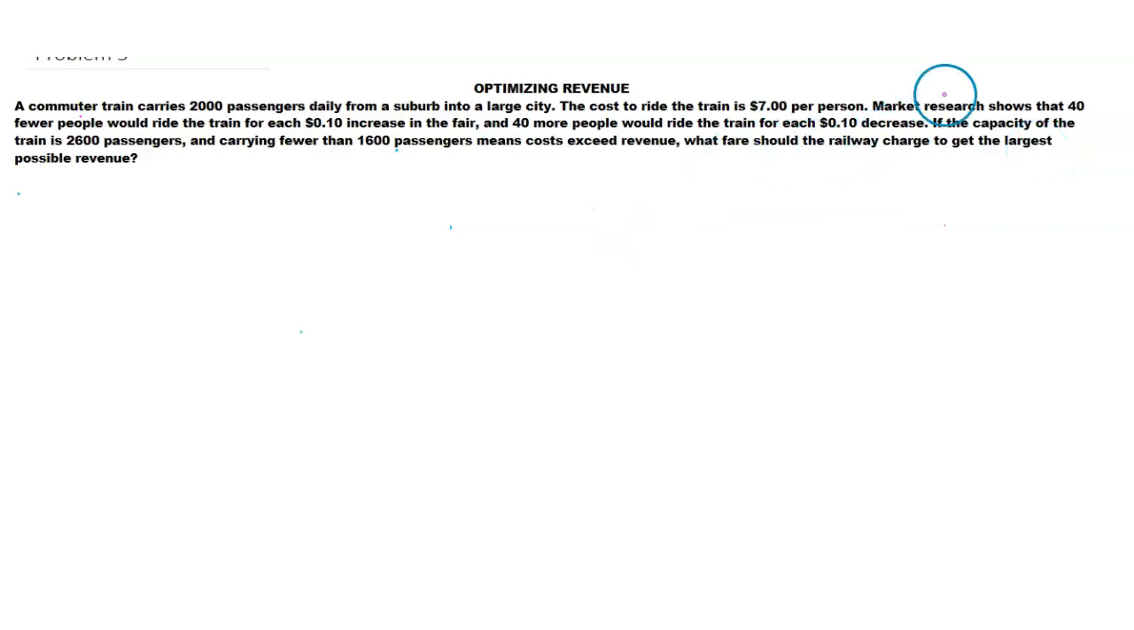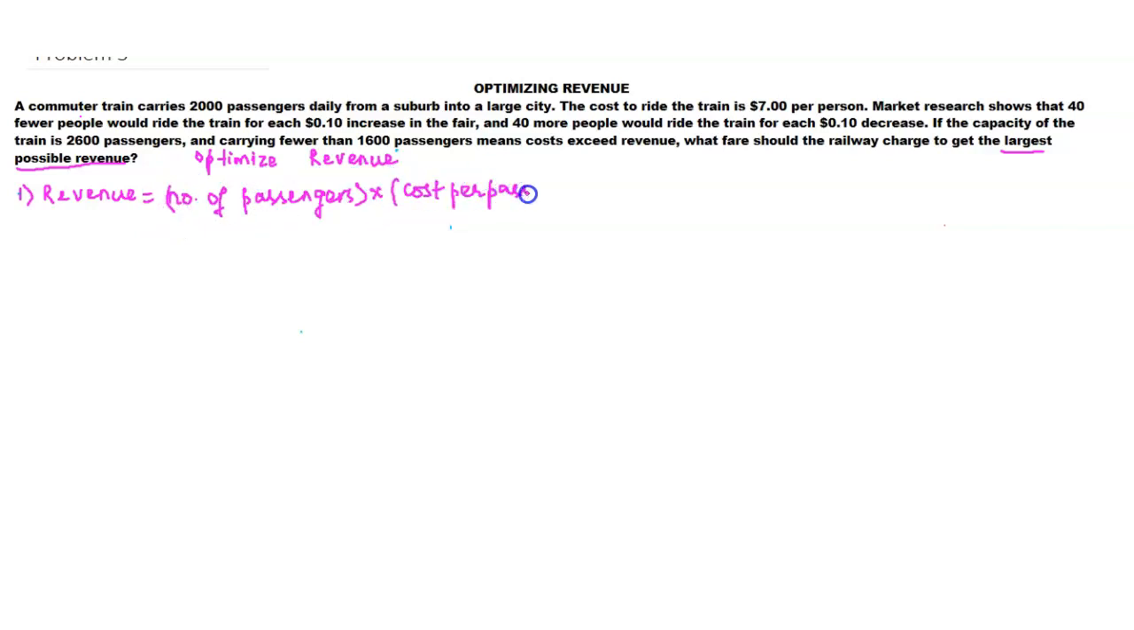Since this question wants you to find out the largest possible revenue, it means they want you to optimize revenue. Whatever we need to optimize, we need to make sure that we write down that equation. So we will be finding the revenue equation. As you all know, revenue is nothing but the number of passengers and cost per passenger. So you will be taking the product of number of passengers and cost per passenger in order to find out your revenue.